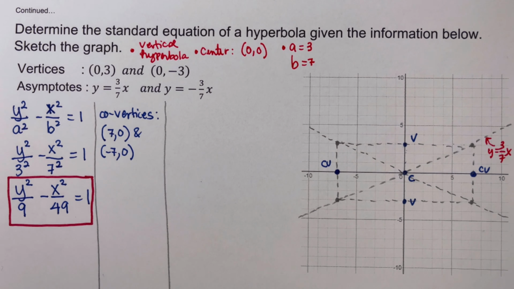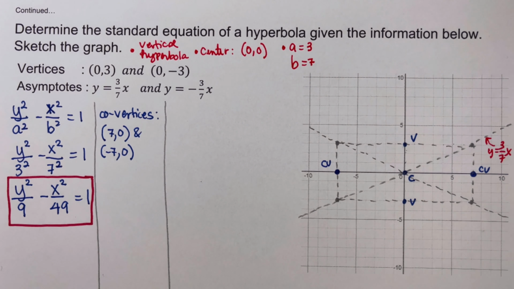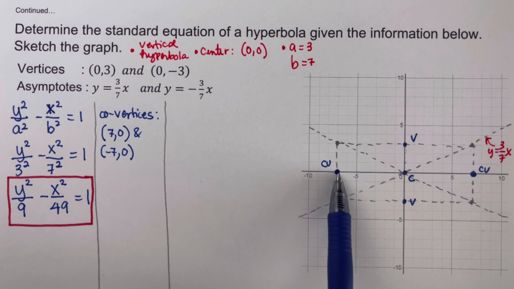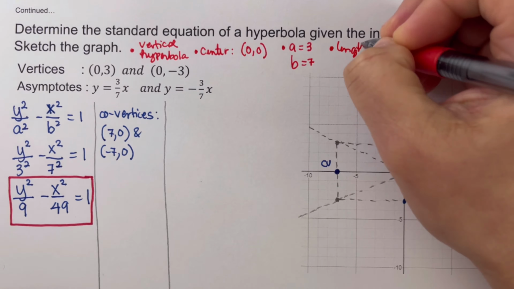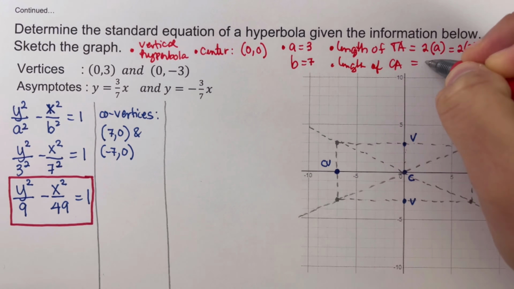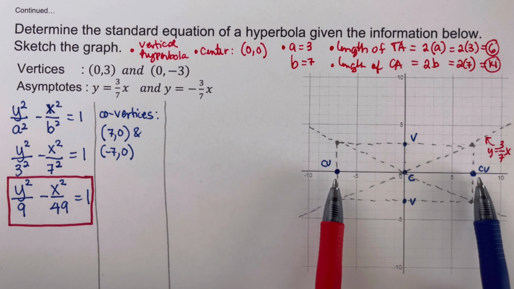Now we are going to determine the length of the transverse axis, that is the distance from one vertex to the other vertex, and the length of the conjugate axis, that is the distance from the co-vertex to the other co-vertex. And then I'm going to go ahead and show that work up here. Okay, so the length of the transverse axis is 6, while the length of the conjugate axis is 14.